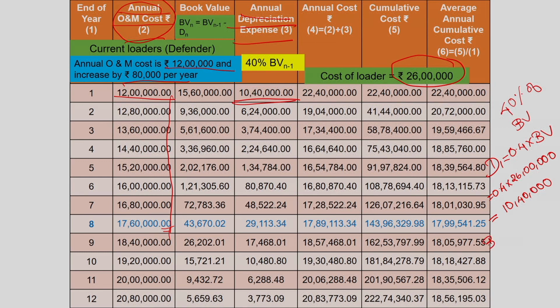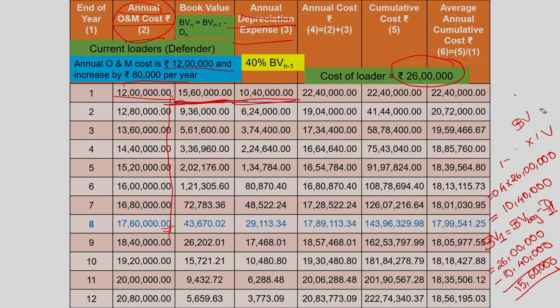Now let us calculate the book value at the end of the first year. Book value at the end of the first year is nothing but the book value at the beginning of that particular year minus the depreciation of that year. The book value at the beginning is 26 lakh, minus the depreciation for the first year, 10 lakh 40,000. So that gives me the book value as 15 lakh 60,000.